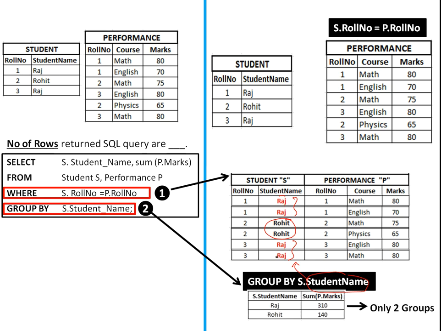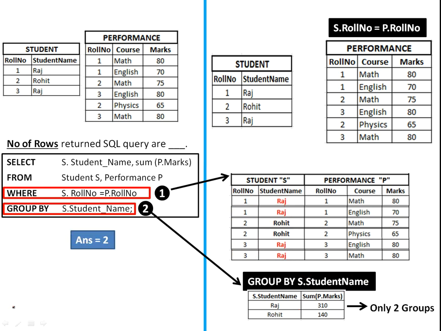Please don't execute the query blindly on roll number. If you go for roll number, you will get 3 groups. But the question is on student name. So 2 is the answer, guys. Clear? Yes.